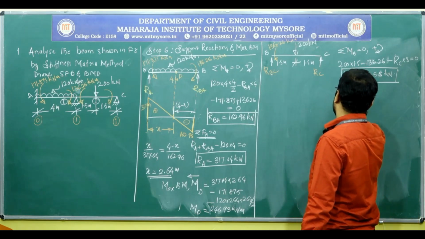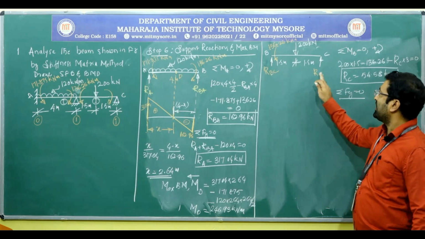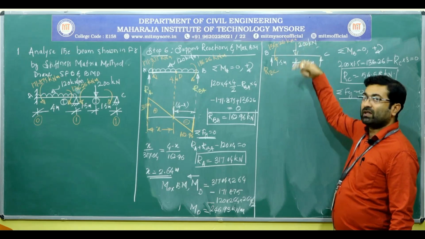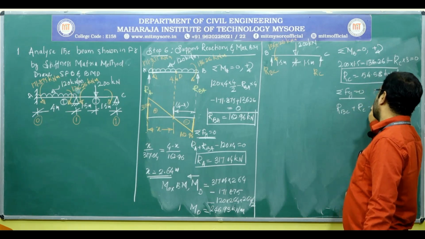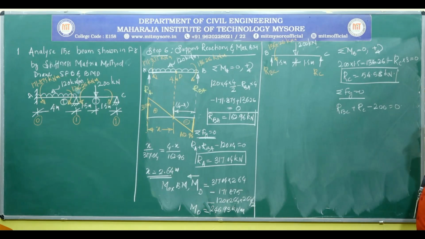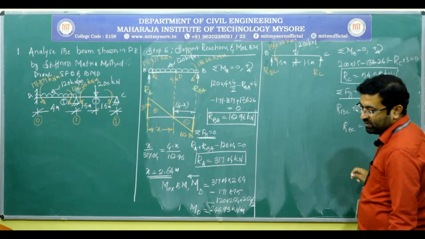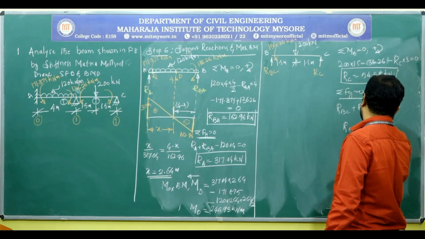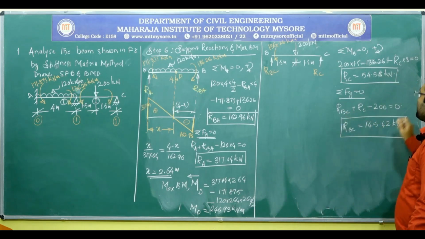Then I need one more reacting component. So for that, let me impose another equilibrium condition, that is, summation of vertical forces must be equal to 0. So here RBC and RC are acting vertically upwards, and this 200 kilonewton is acting vertically downwards. So RBC plus RC minus 200 equals 0, right? So we have the value of RC, substitute that, we will get the value of RBC as 145.42 kilonewtons, right?